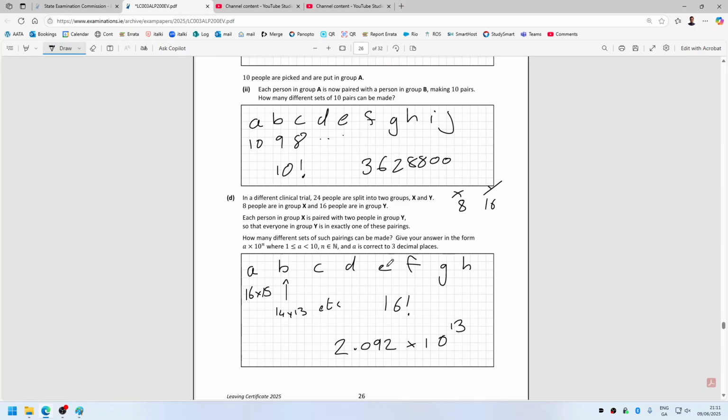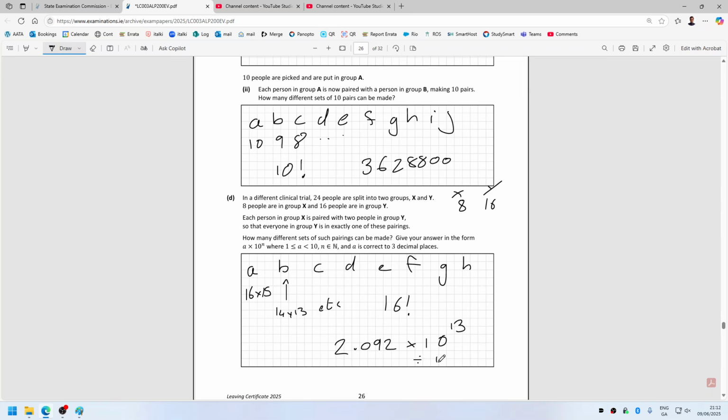Each person in group X is paired with two people in group Y, so that everyone in group Y is in exactly one of these pairings. How many different sets of such pairs can be made? The pairs are between Y. They're not so concerned about attaching it to someone in X.